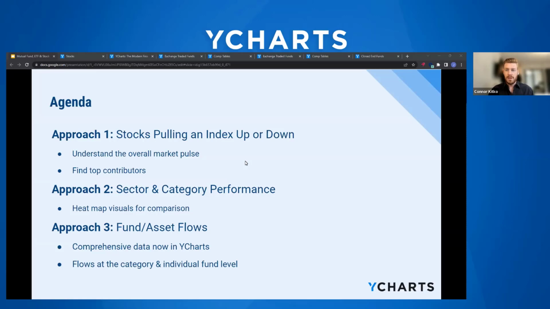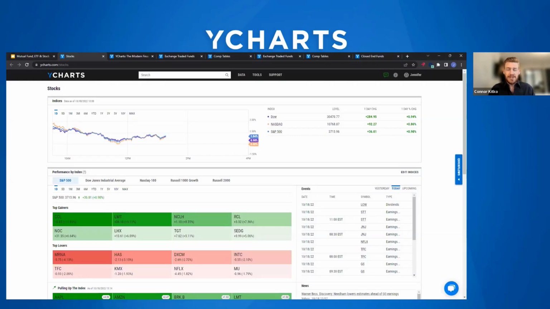You may be familiar with the monthly fund flows report that YCharts puts out. Tons of great data in there. And Jen and team have done some even greater work to bring a lot of that data onto the front end of YCharts, so that understanding what investors are excited about or what they are fading is going to be on the front end for everyone to leverage and do some more analysis. Without further ado, I'm going to pass it off to Jen to talk about approach number 1, stocks that are pulling the index up or down. Jen, you're going to use our brand new stocks page to show us some good information.